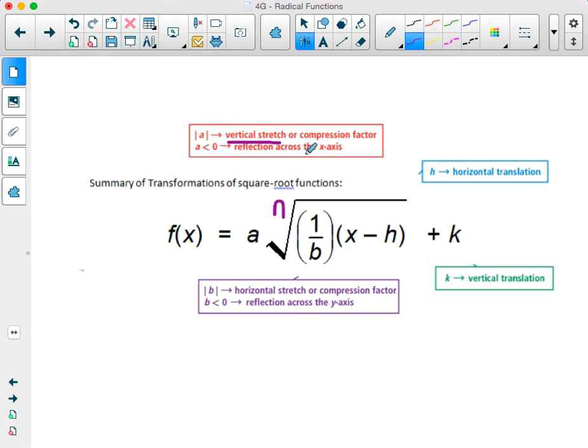If it's negative, that represents a reflection across the x-axis. So we would never talk about a negative stretch. We have a stretch, and then the negative would mean a reflection. Inside here with the x, we have 1 over b, so it's the reciprocal of what you would think. This b value represents the horizontal stretch or compression. If b was negative, or if this fraction in front of the x was negative, that would represent a reflection across the y-axis. This value on the end over here, h, is the horizontal translation, where we're looking left and right. It's the opposite of what you would normally think. And the value on the end, k, represents the vertical translation.